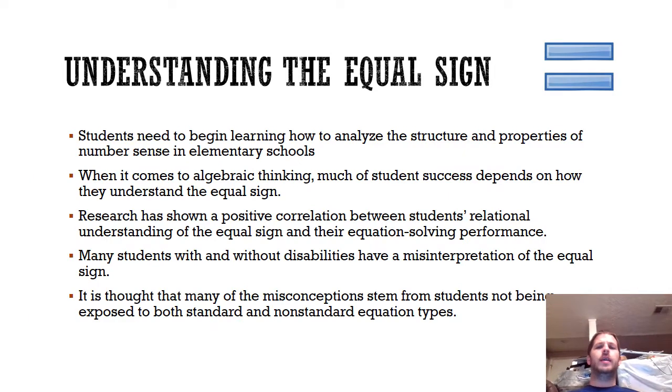Next, understanding the equal sign. Students need to begin learning how to analyze the structure and properties of number sense in elementary schools. When it comes to algebraic thinking, much of student success depends on how they understand the equal sign. Research has shown a positive correlation between a student's relational understanding of the equal sign and their equation-solving performance. Many students with and without disabilities have a misinterpretation of the equal sign. It is thought that many of the misconceptions stem from students not being exposed to both standard and non-standard equation types.